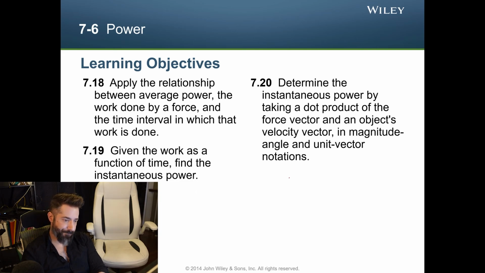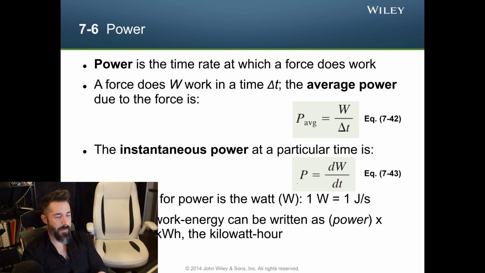Okay, power. So power is basically a measure of work done. And power is just work divided by time. How much work was done over some specified period of time. And your electric bill basically runs like this, right? How much power did you use? How many joules are you using over some time?